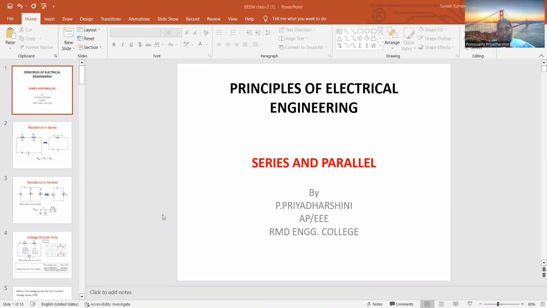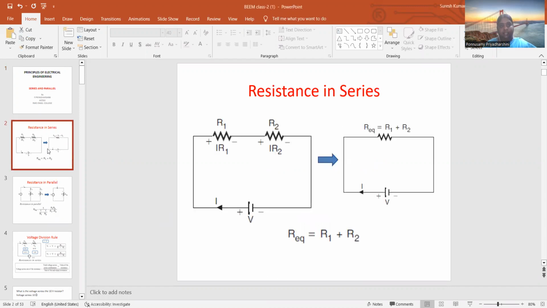Today, I am going to discuss a topic on series and parallel combination of the resistor from the subject Principles of Electrical Engineering. So, first you will see the resistance, if they are connected in series.